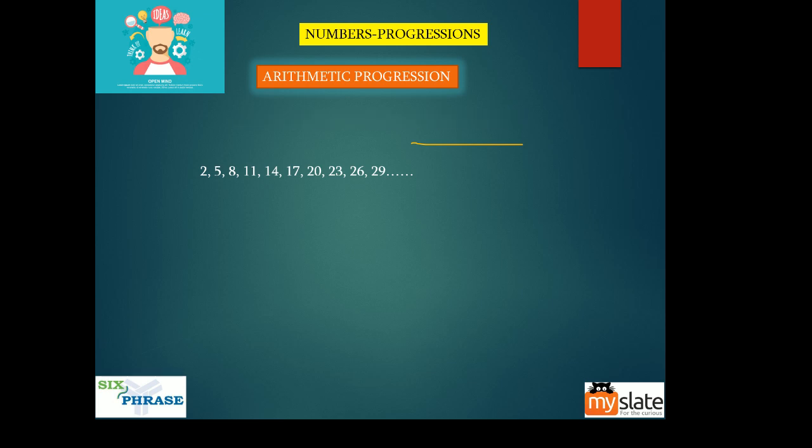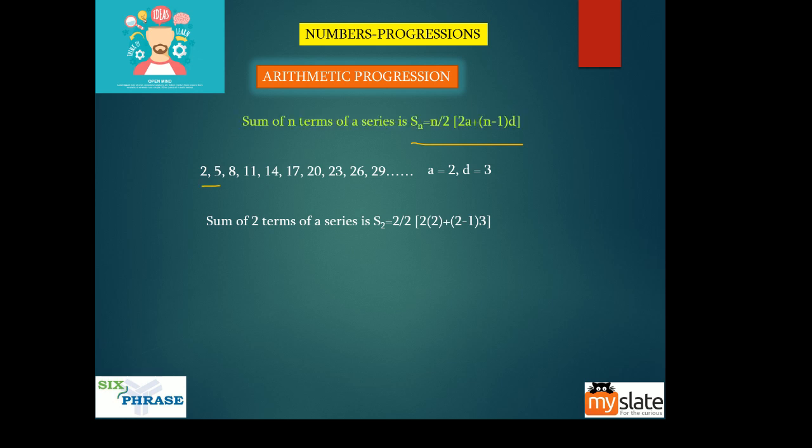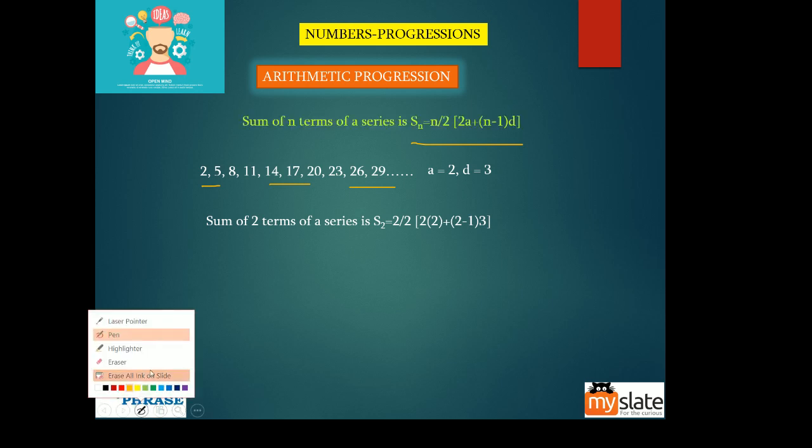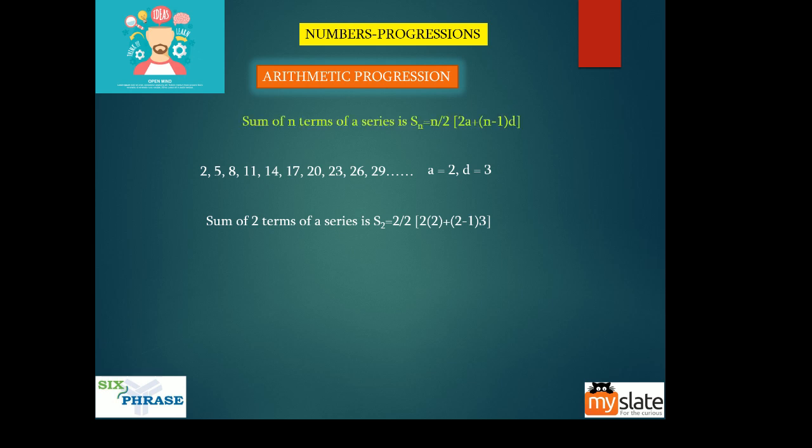Okay, now this is the series. Okay, guys, a is 2, d is 3. Now they're asking you to find the sum of two terms of the series. Okay, now what will you do? See, they're asking you to find the sum of two terms, but sum of which two terms? This two, or this two, or this two. Which two? How do you know that? Yes, they'll give it in the question itself. They'll say sum of first two, or sum of middle two, or something like sum of sixth and seventh term.